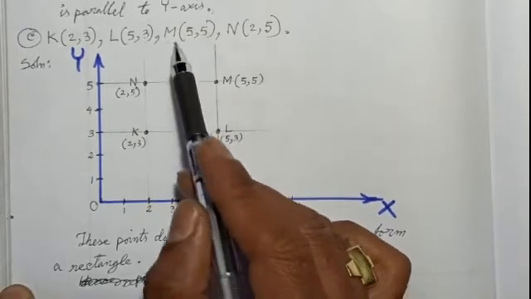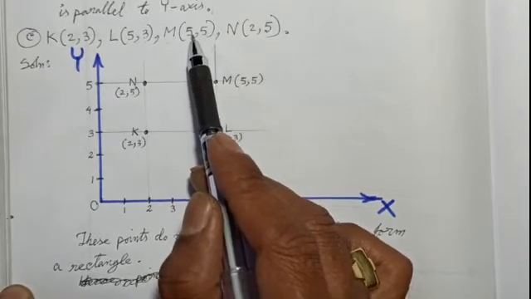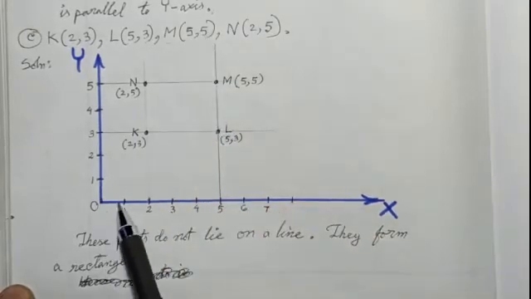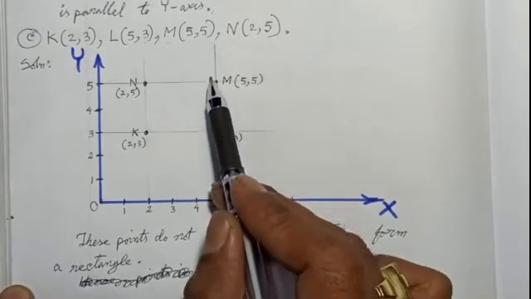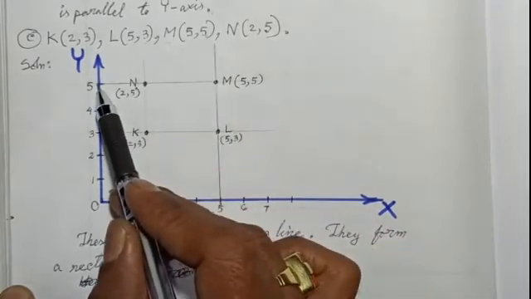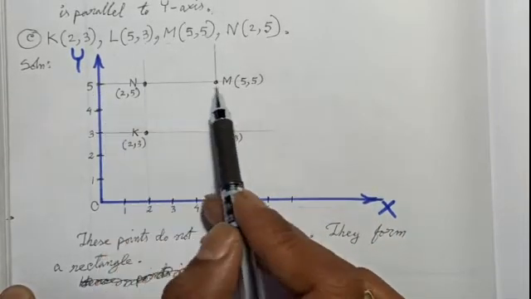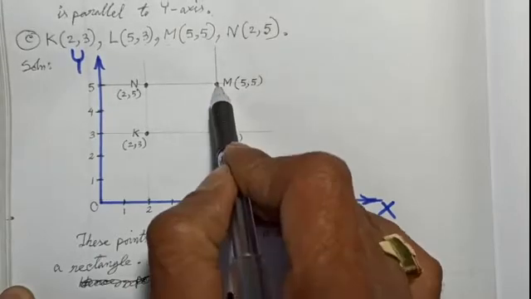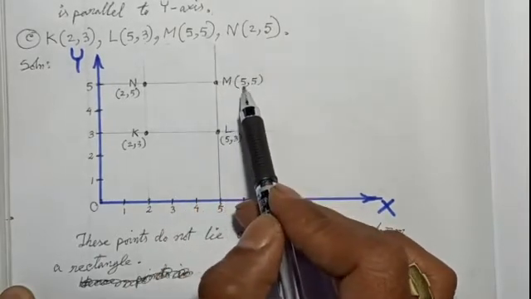Next is M, (5, 5). x is 5, y is also 5. So x equal to 5 means this, drawing a perpendicular line, and y equal to 5 means this, and we are drawing a perpendicular line to y-axis, and the two perpendicular lines intersect here. This point represents M. Its coordinate is (5, 5).